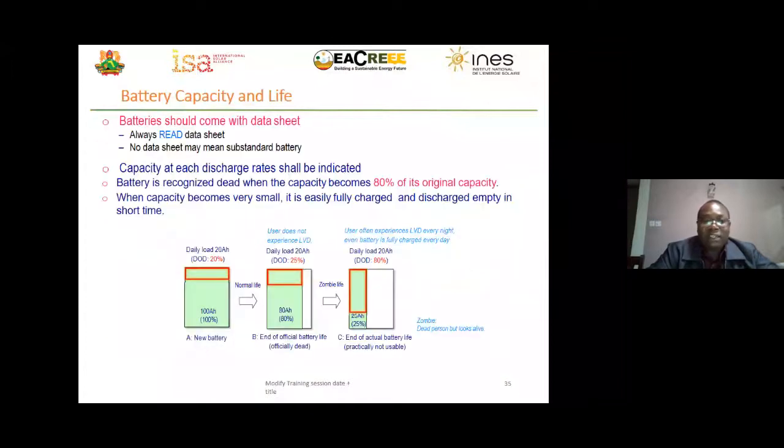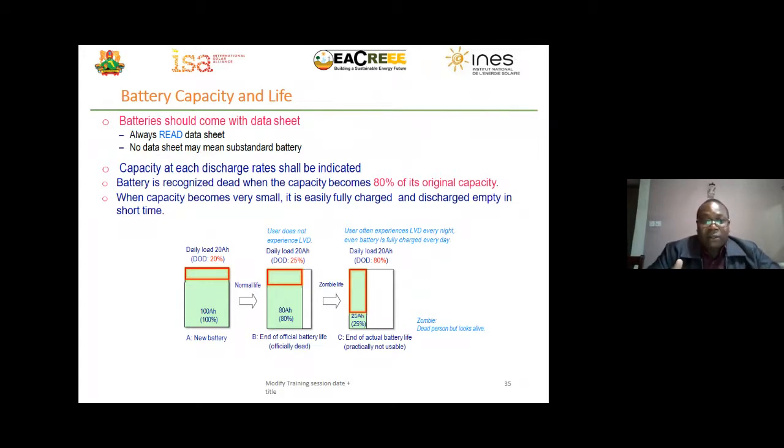And just to mention that battery capacity is very key when we are designing. And when we are buying this battery, it is very important for us to get the data sheet of the battery, so that we can read and understand how best we can use that battery. Absence of a data sheet for a battery sometimes might mean that there is a compromise in the quality of that battery. So it's important always to ask for one while buying.